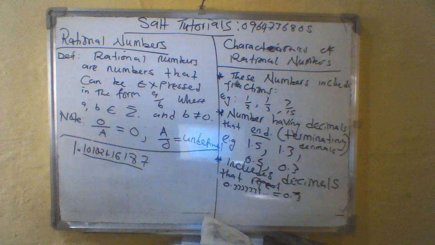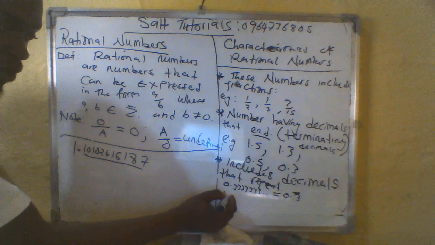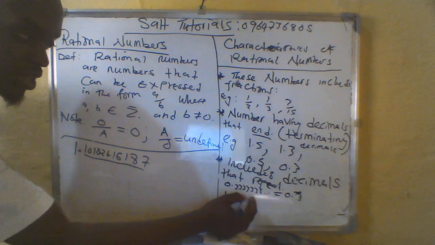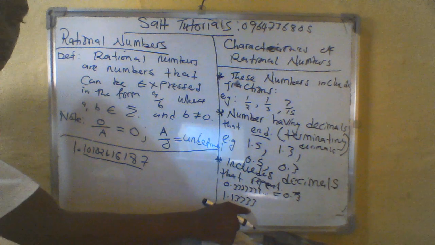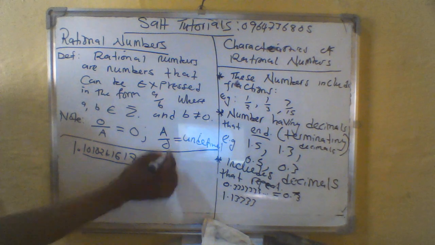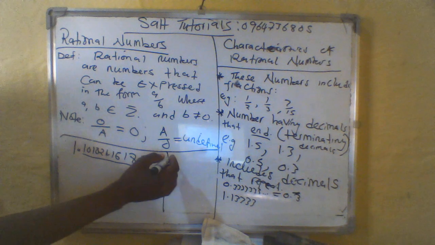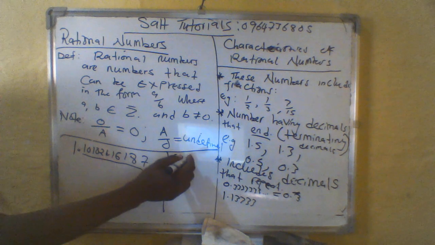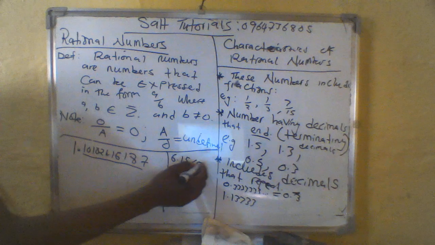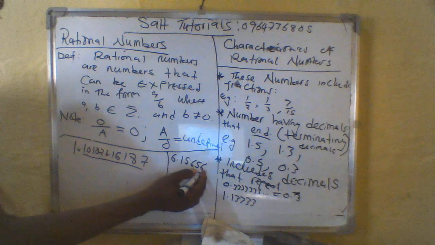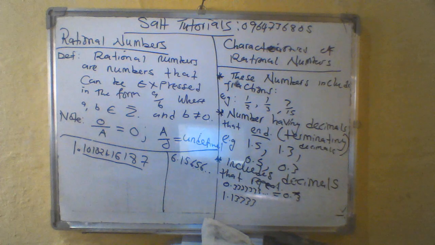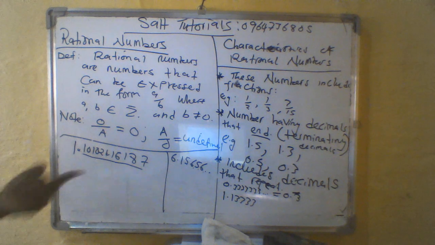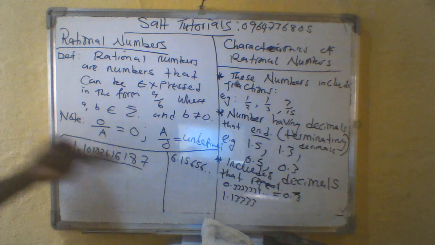That's what we have. For example, I can have something like 1.13333. I see a decimal number here repeating. Or others will say maybe 6.15656, where 5656 is repeating continuously, just like that. So there must be some decimals which are repeating, unlike in this case where decimals are not repeating.